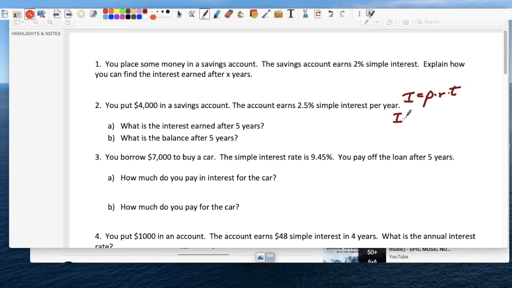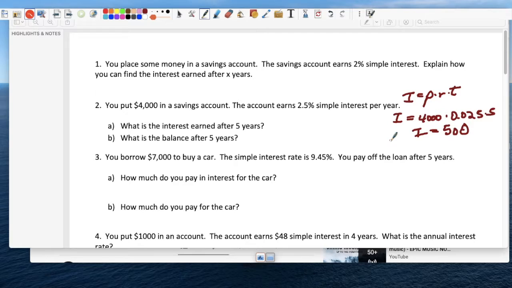I equals the principal, so you're putting $4,000 in the account. The interest rate is 0.025, and the time is 5 years. So let's see what happens after 5 years. 4,000 times 5 times 0.025. So after 5 years, you're coming back and you made $500, which is not bad.